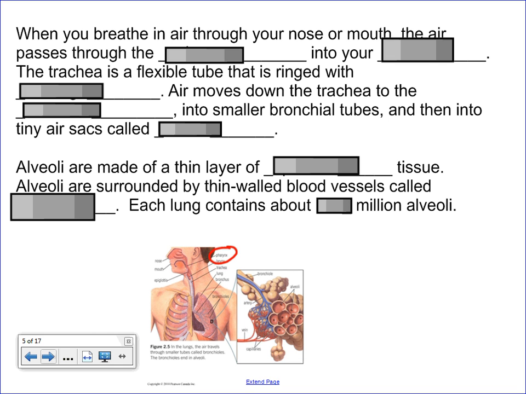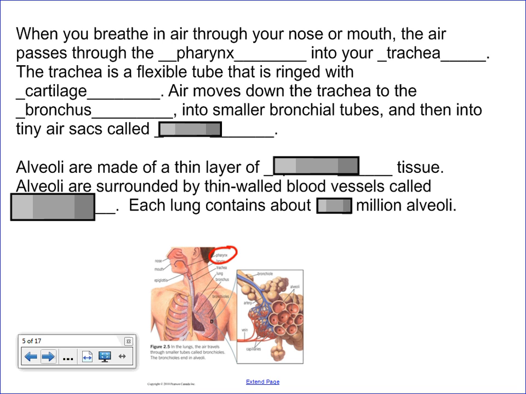So what happens during that process of respiration? When you breathe in air through your nose or mouth, the air passes through your pharynx and moves into your trachea. The trachea is that flexible tube that is ringed with cartilage. If you were to feel your throat, it is that hard tube that you feel right at the front of your throat. As air moves down the trachea, it moves into what's called the bronchus.